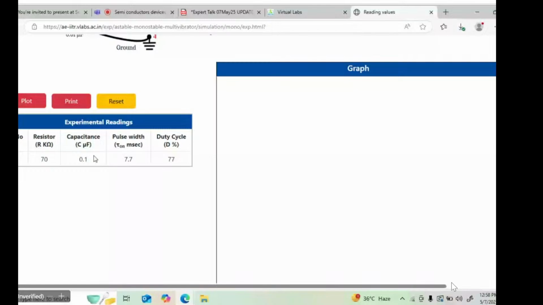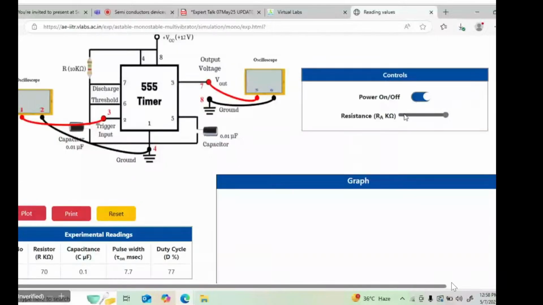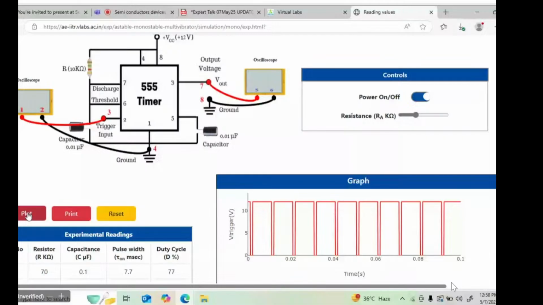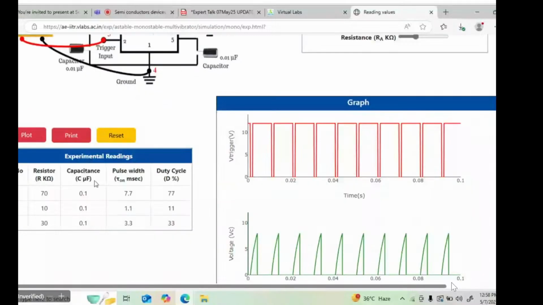Suppose we have taken this value here. This is the one value plot. Now I have taken three values: 17, 10, 13. The capacitance value is fixed at 0.1 microfarad only. Based on the value of the resistance, or the charging constant, the charging and discharging constants vary, so the pulse is also changing here.